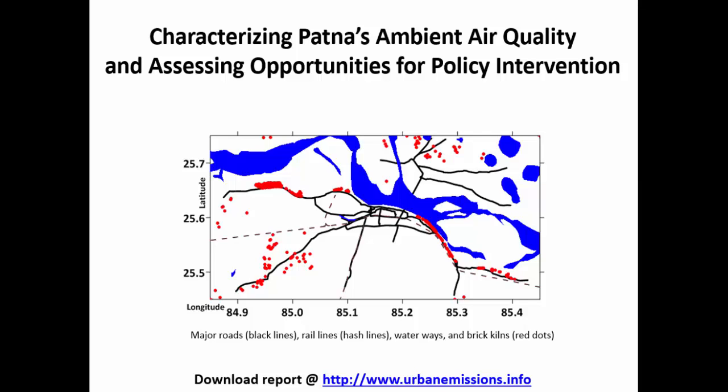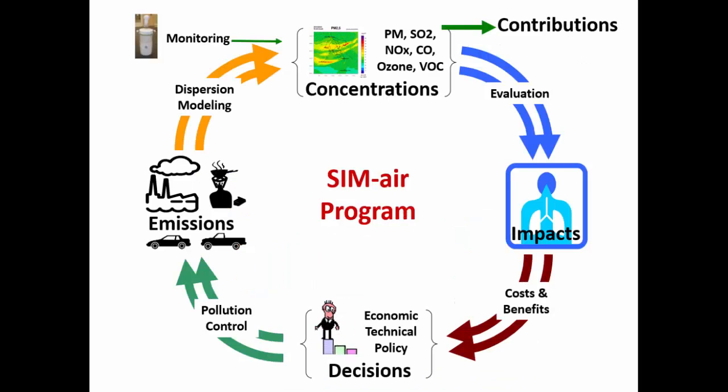Characterizing Patna's ambient air pollution and assessing opportunities for policy intervention. This is the second part of explaining what we have done for Patna's air quality analysis. As part of that, a similar family of tools were applied for emissions analysis, dispersion modeling, and health impacts. And we have also analyzed 6 different scenarios.